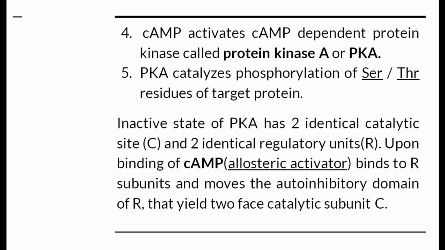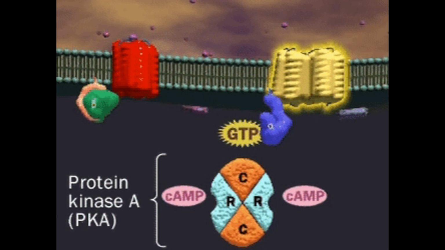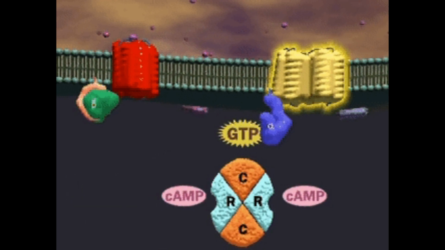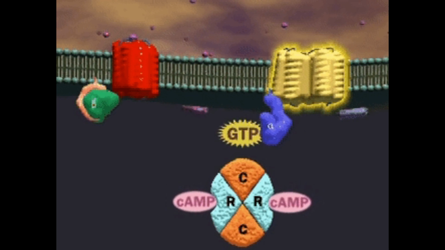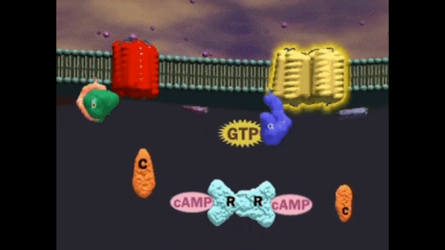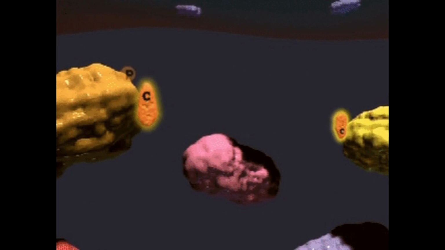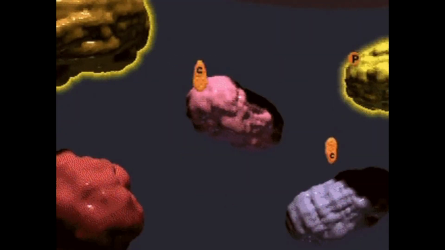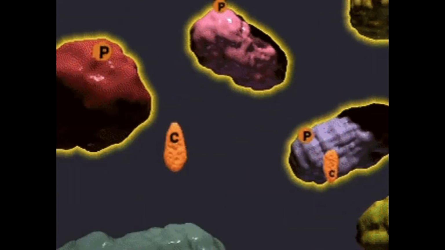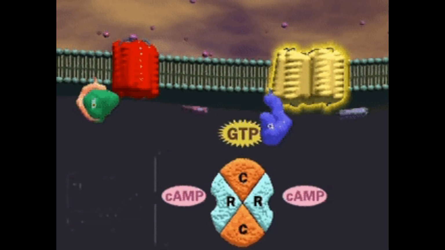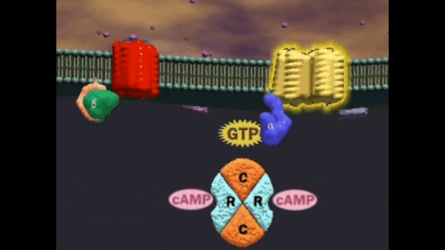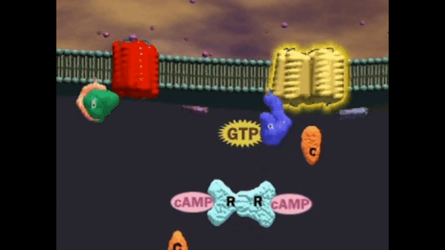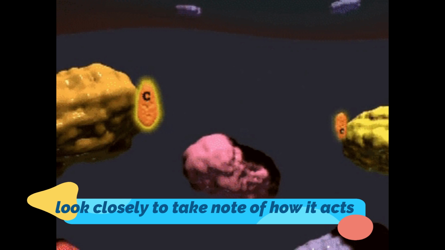PKA catalyzes the phosphorylation of serine or threonine residues of target proteins. The inactive state of PKA has 2 identical catalytic subunits, C, and 2 identical regulatory subunits that can be called R. Now, upon binding of the cAMP, that is the allosteric activator, it binds to the R subunits and moves the autoinhibitory domain of the regulatory unit, which yields a free catalytic subunit, that's C.